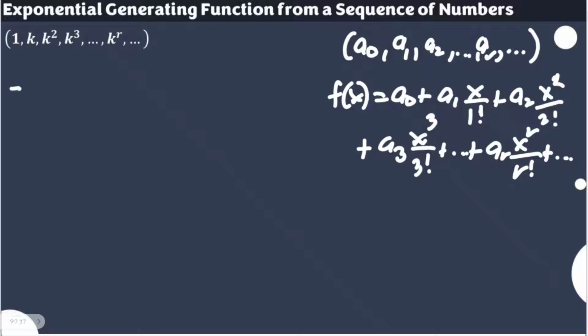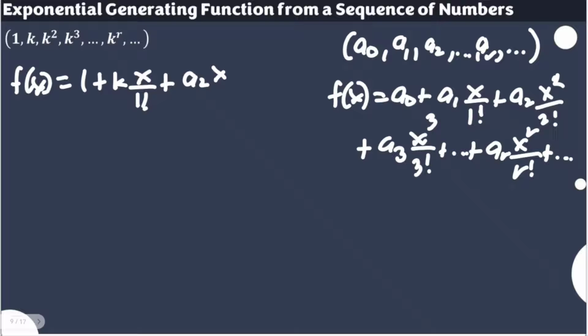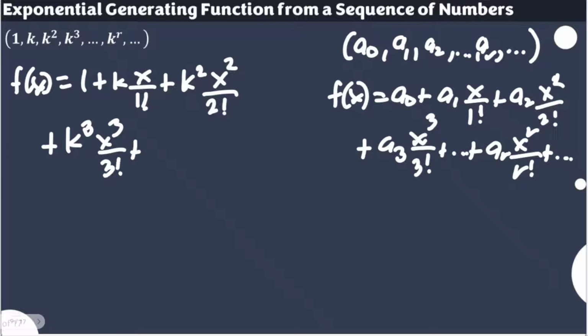For this, let's start with the form first of the function. So we have our a sub 0 is 1, and a sub 1 is k times x over 1 factorial. And then you have plus a sub 2, let's substitute that, k squared, x squared over 2 factorial, plus the third one is k cubed, then x cubed over 3 factorial, until you reach here k to the power of r, x to the power of r over r factorial, and so on and so forth.